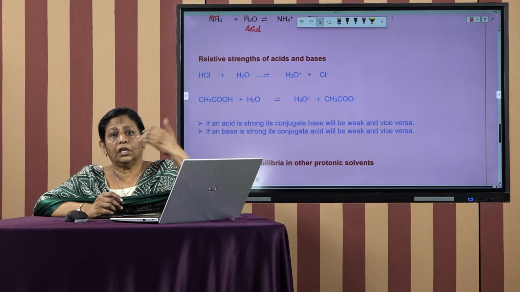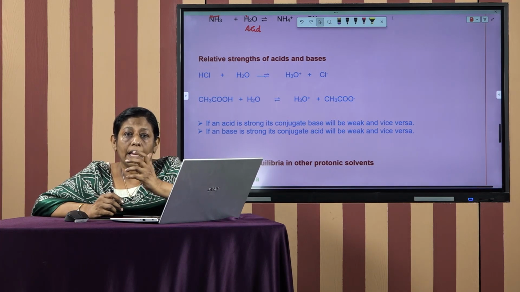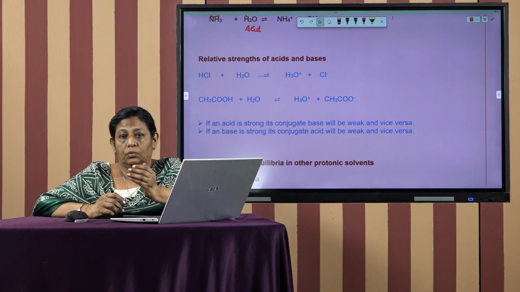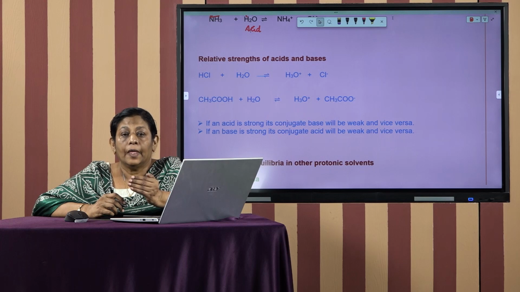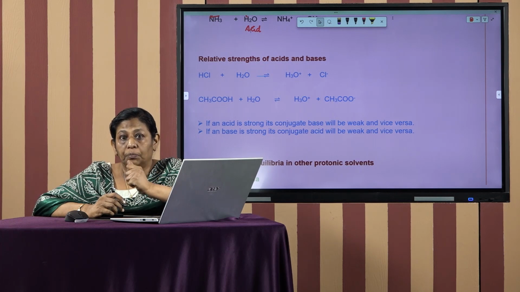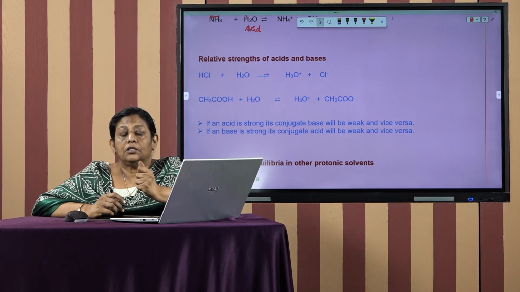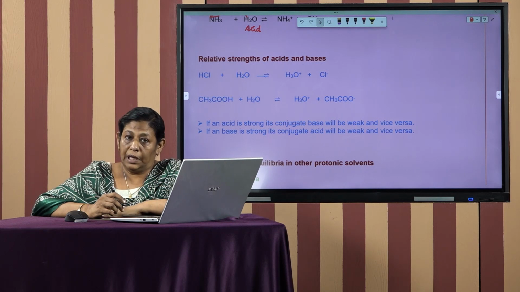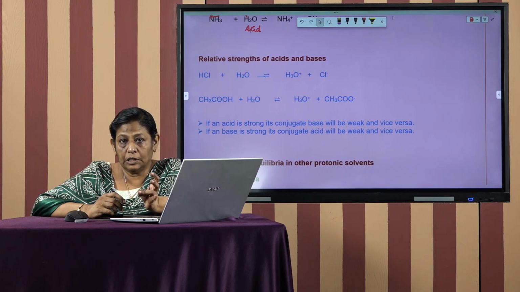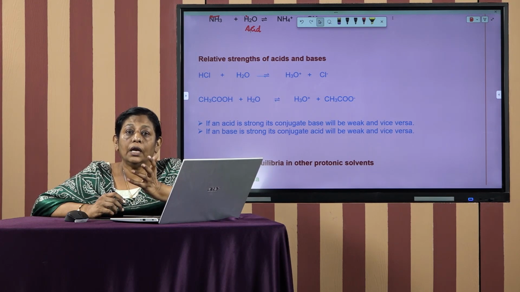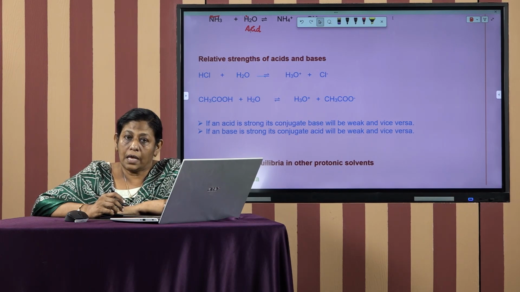What do you mean by relative strength? To what extent an acid can donate a proton determines the relative strength of an acid. And if you consider the bases, the extent to which a base can accept a proton depends on the strength of that base. How far it is ready to give a proton determines the strength of an acid, and how far a base can accept a proton determines its strength as a base.